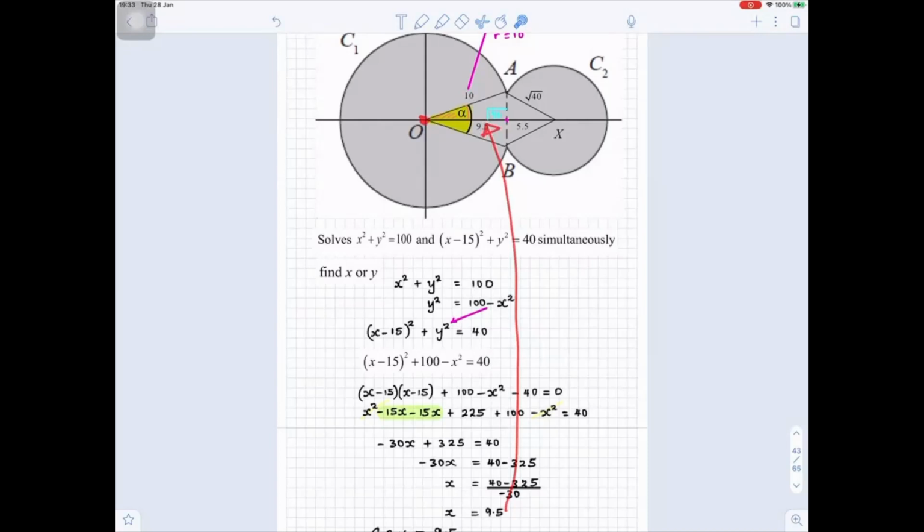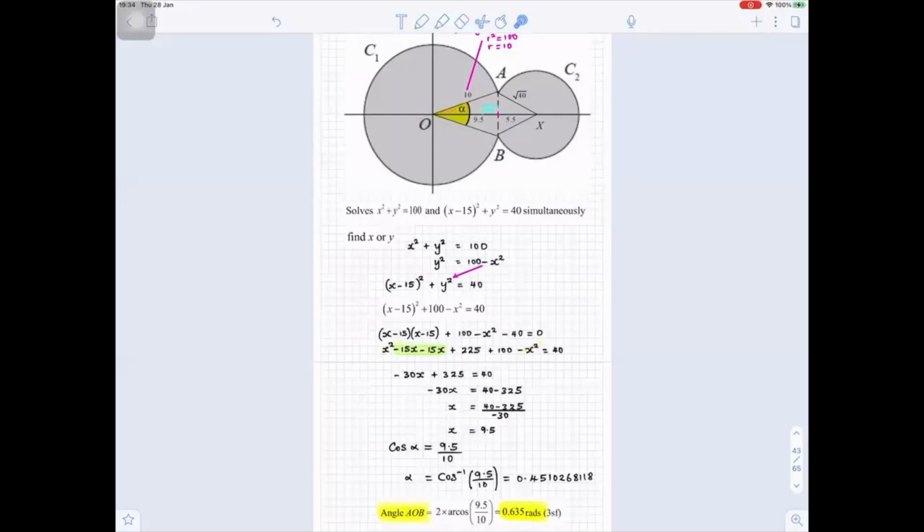So x there is 9.5. That's the distance from the center to that point there. That's a very, very important distance. Now to find the angle, we can use cosine of alpha. Cosine of alpha is adjacent over hypotenuse. The adjacent is the 9.5. The hypotenuse is the 10, because that triangle is a right angle triangle. So the angle alpha is inverse cosine of 9.5 over 10, which is 0.451.